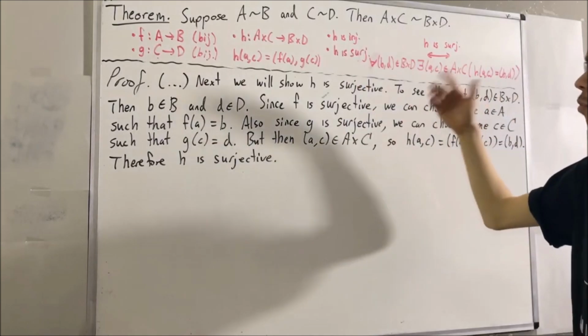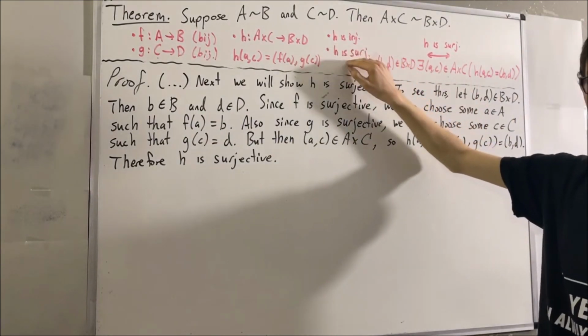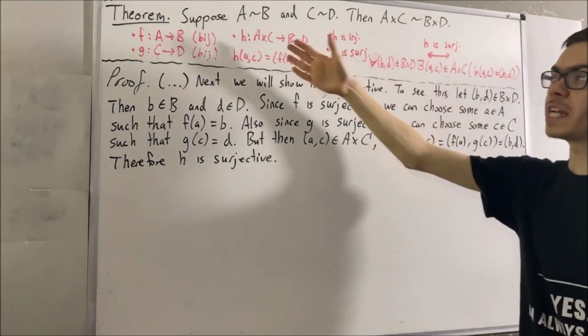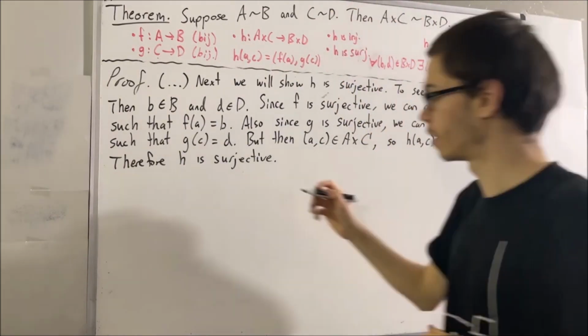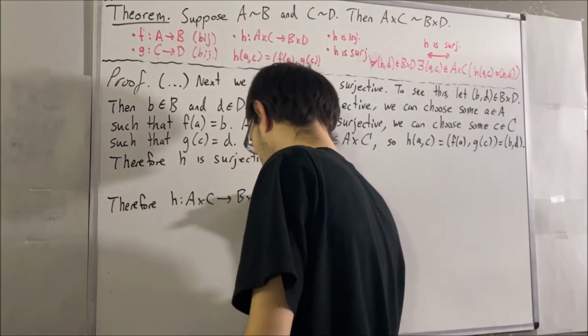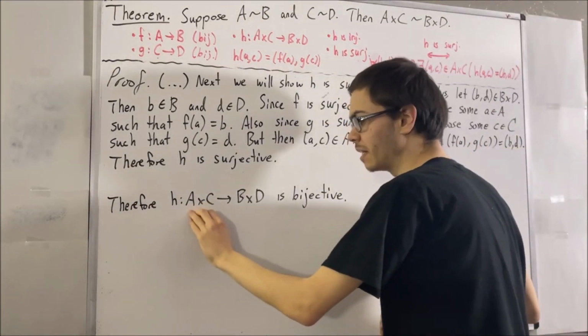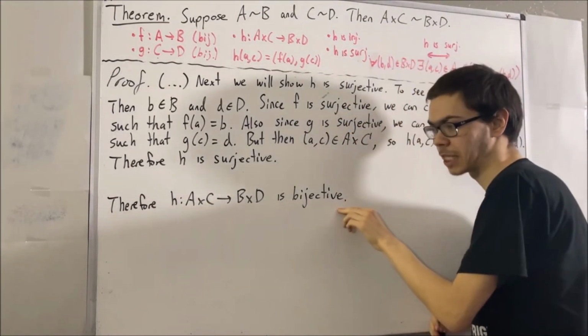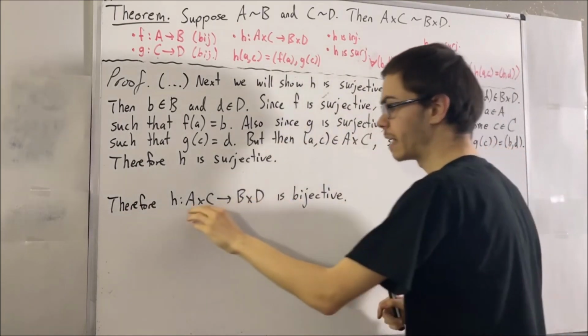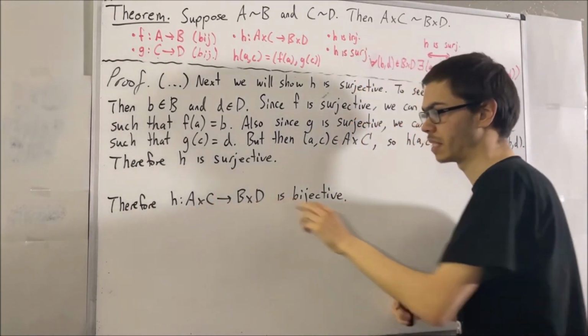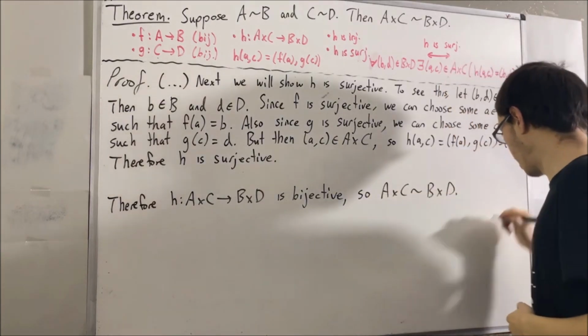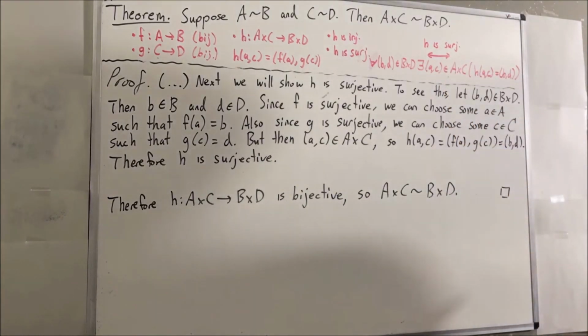So really, we have proven that h is both injective and surjective, which means our function h is bijective. So really, we found a function from A times C to B times D that is bijective. So by definition, this means A times C is equinumerous with B times D. And so this completes the proof.